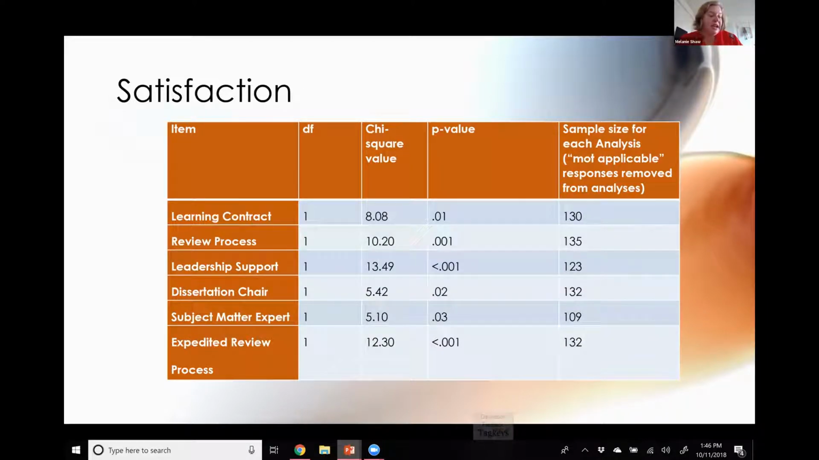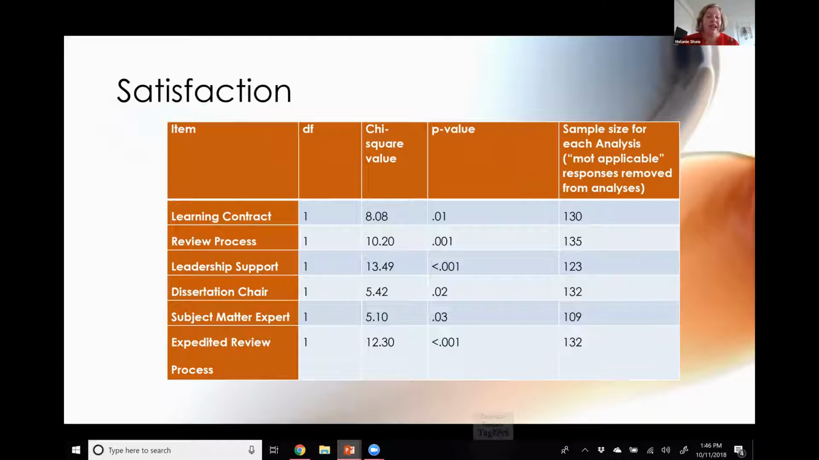All 6 of the satisfaction items were found to be significantly associated with finishing the degree program. And you can see here in table 3, the item, its chi-square value, the degrees of freedom, and the p-value. So I'll give you a second to look here and see what those were.